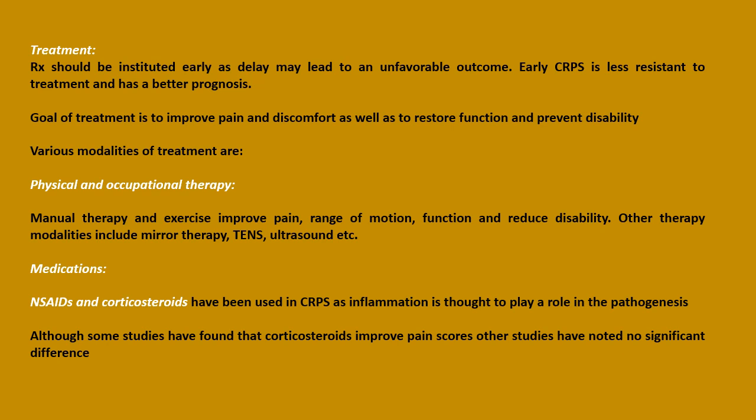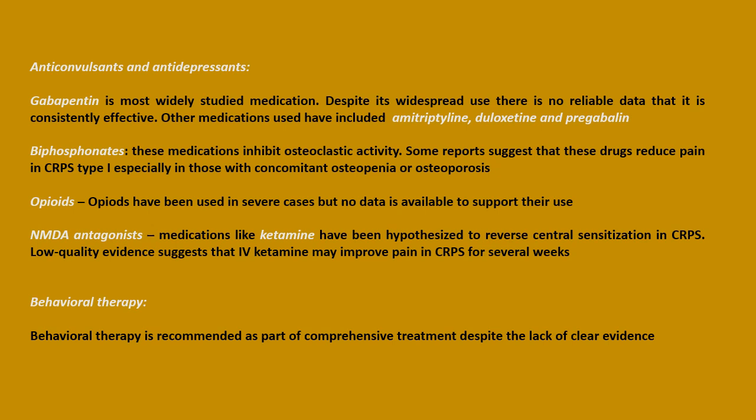Medications. NSAIDs and corticosteroids have been used in CRPS, as inflammation is thought to play a role in the pathogenesis. Although some studies have found that corticosteroids improve pain scores, other studies have noted no significant difference. Anticonvulsants and antidepressants. Gabapentin is the most widely studied medication. Despite its widespread use, there is no reliable data that it is consistently effective. Other medications used have included amitriptyline, duloxetine, and pregabalin.